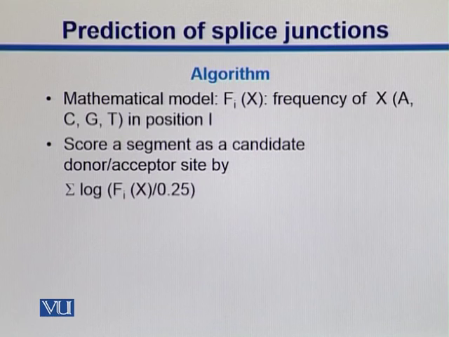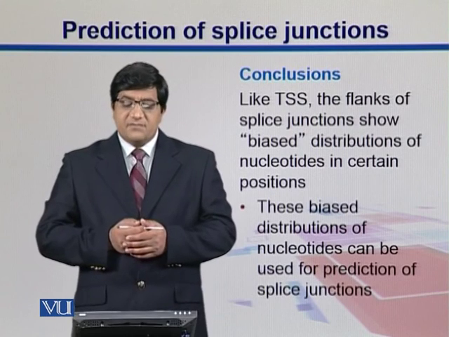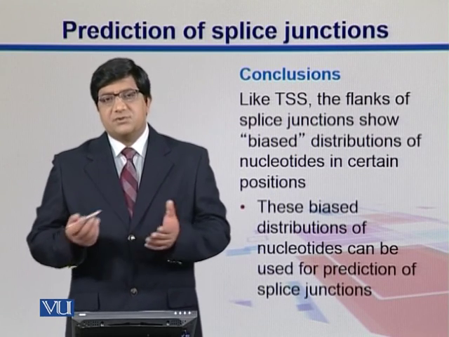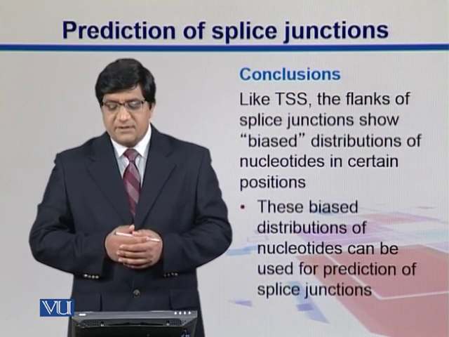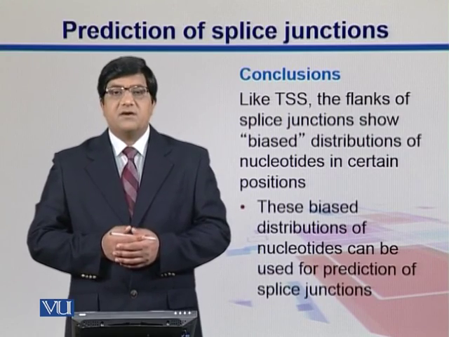Here we can plot the frequencies of those nucleotides, and we can score a segment as a candidate donor or acceptor site using this relation, where we take their frequencies from these frequency tables, divide them by their expected frequency, and then take a log score. The stronger the values, the stronger the evidence that we have predicted a donor or acceptor site. So like TSS, the flanks of splice junctions also show biased distributions of nucleotides, and these distributions can be used for their prediction.